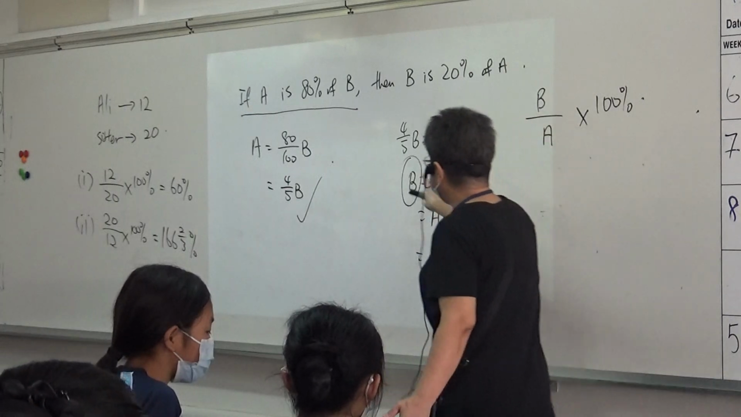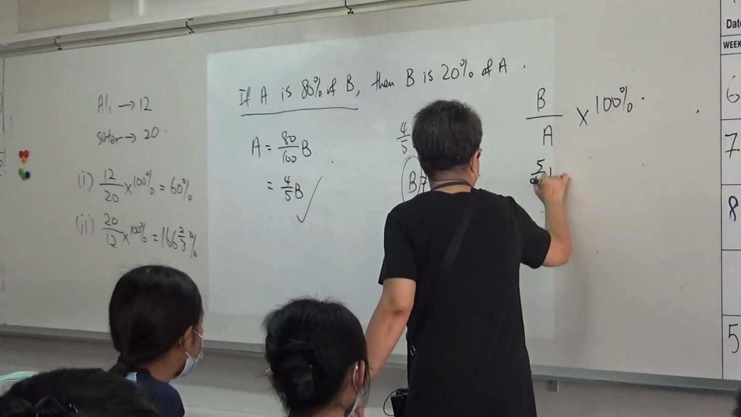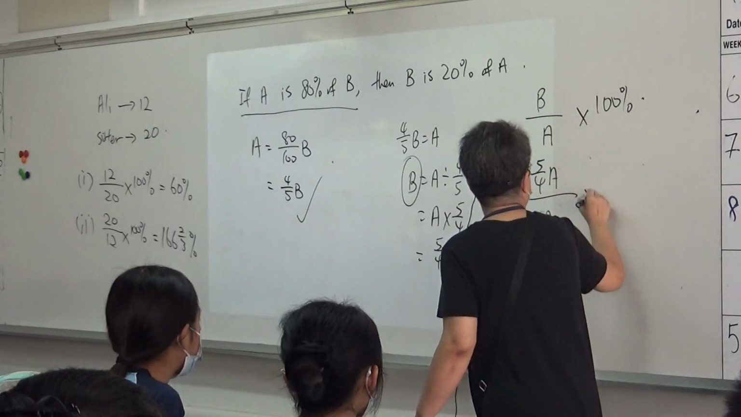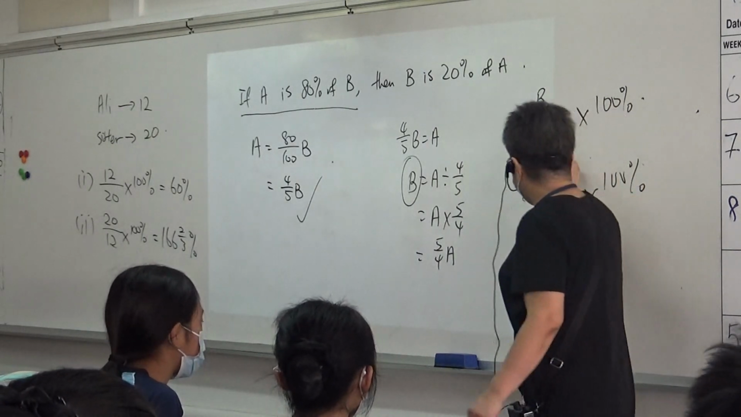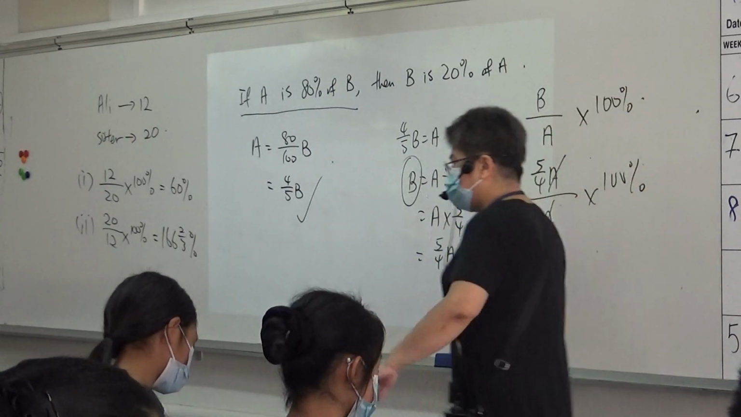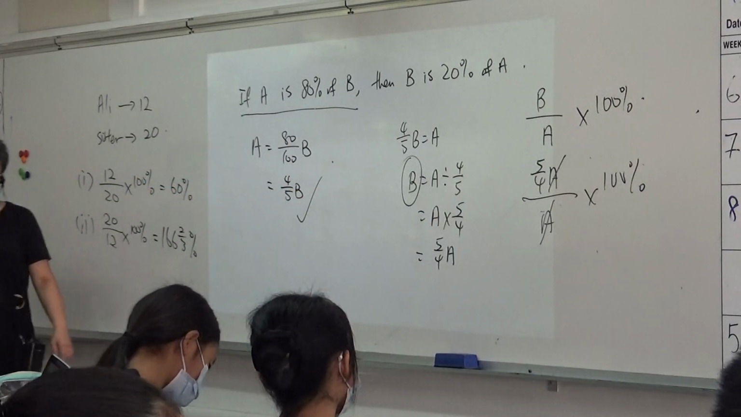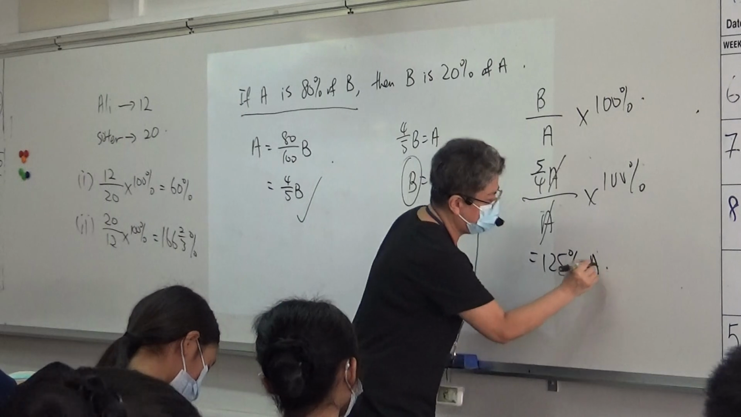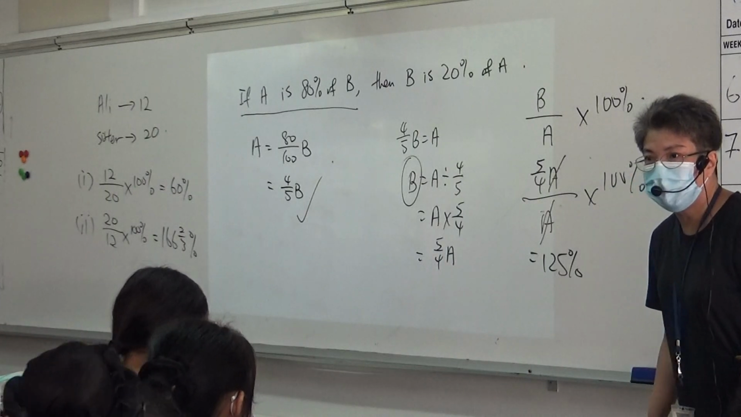Now, can you see that B is this? That means it's 5/4 A, right? I will show you here. Correct. Then over A times 100%, right? Correct. A and A will cancel out, right? Can you type on your calculator? 5/4 times 100%. 125%. This is 125% of A. Correct now? Do you agree it's 125%?